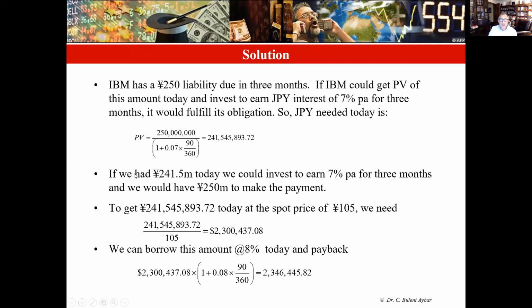So let's look at the sequence in here. To figure out how much Japanese yen we will need today, we need to discount the 250 million Japanese yen for a 90-day period at the rate of 7%, which in this case is going to be 241,545,893. So this is the amount of Japanese yen that we need today, so that if we deposit this at the 7% rate, it grows into 250 million. So it is in some ways a reversal of the compounding.